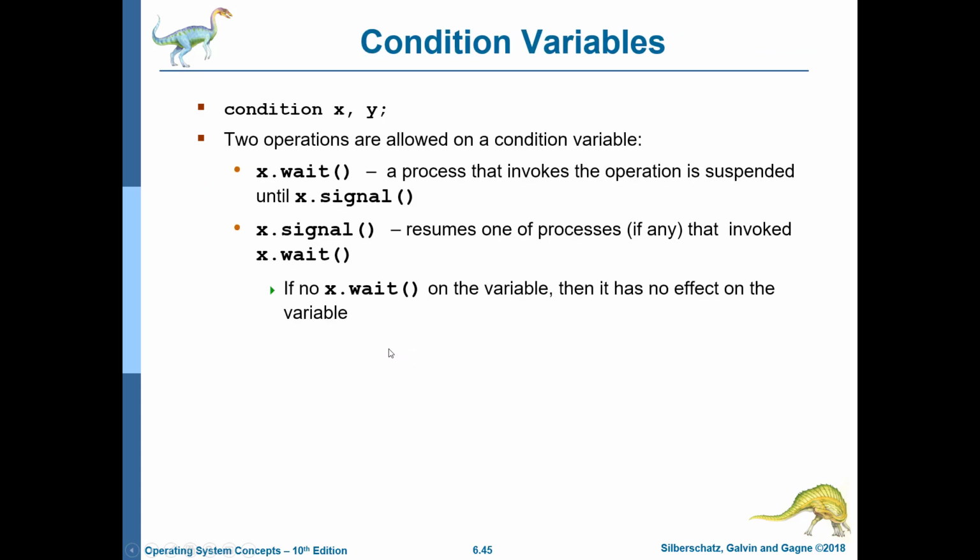Next, let us discuss condition variables. So condition variables are essentially smart variables where along with every variable we have a wait and signal function. Condition variables are more of a Java kind of construct. The moment a process invokes an operation on a condition variable such as wait, it is suspended until signal, and the moment you call signal, it resumes one of the processes that invoked wait. And clearly, if there is no wait on that variable, then there is no effect.